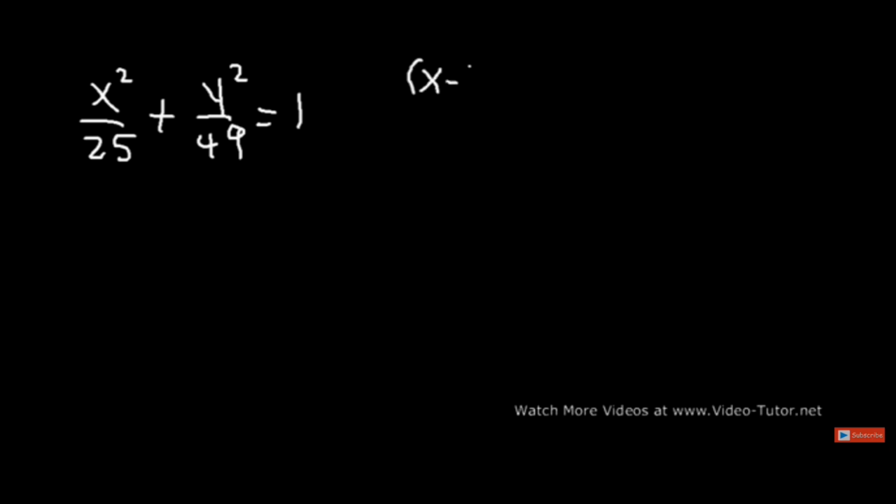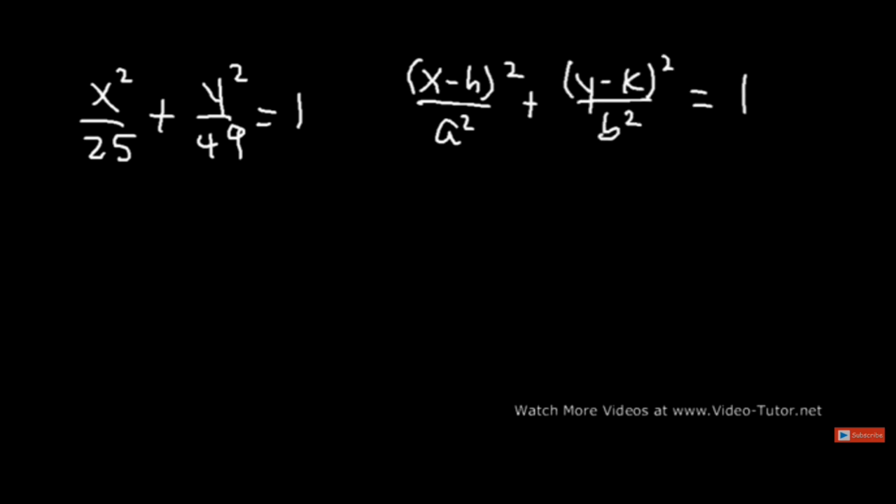Now, the general equation for an ellipse is (x minus h) squared over a plus (y minus k) squared over b equals 1. Now, the a squared is not always under x. A squared could be under y minus k. We need to know how to distinguish between a and b. A squared is the larger of the two. So in this problem, this is actually a squared because 49 is larger than 25, and 25 is actually b squared.